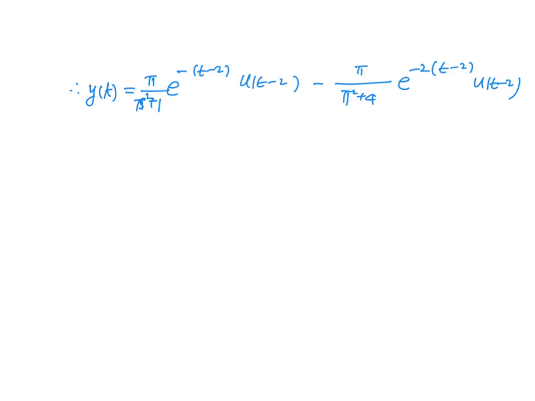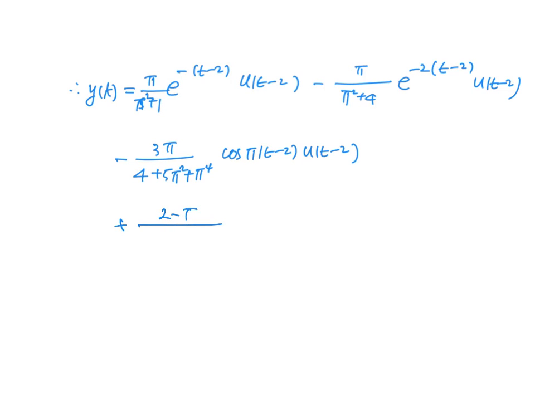And the cosine coefficient, let me check. Minus 3 pi over 4 plus 5 pi squared plus pi to the fourth, cosine pi(t minus 2), u(t minus 2). Plus 2 minus pi squared over 4 plus 5 pi squared plus pi to the fourth, sine pi(t minus 2), u(t minus 2). So that's the solution. Oh, how much time did it take me to do this? Half an hour, right?